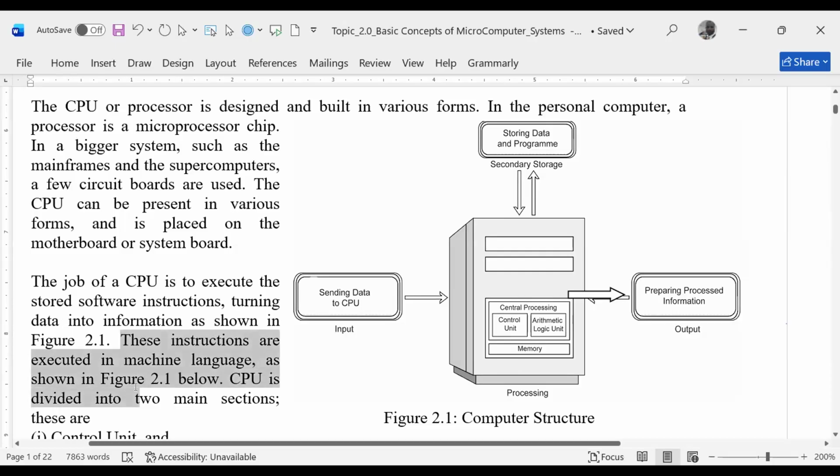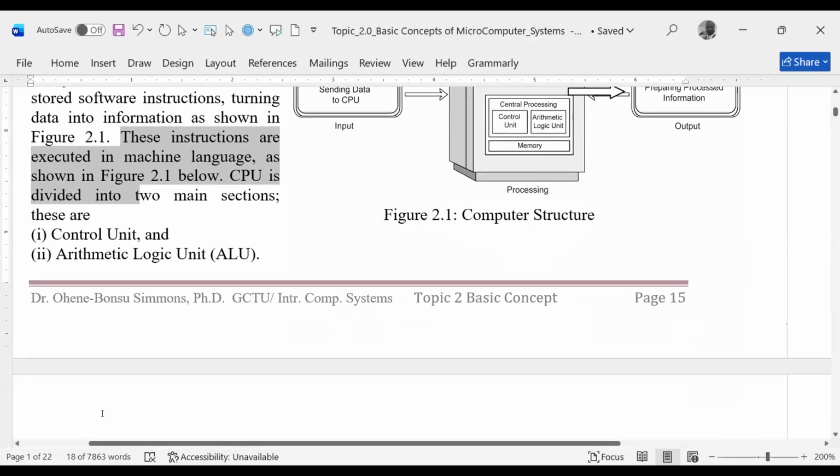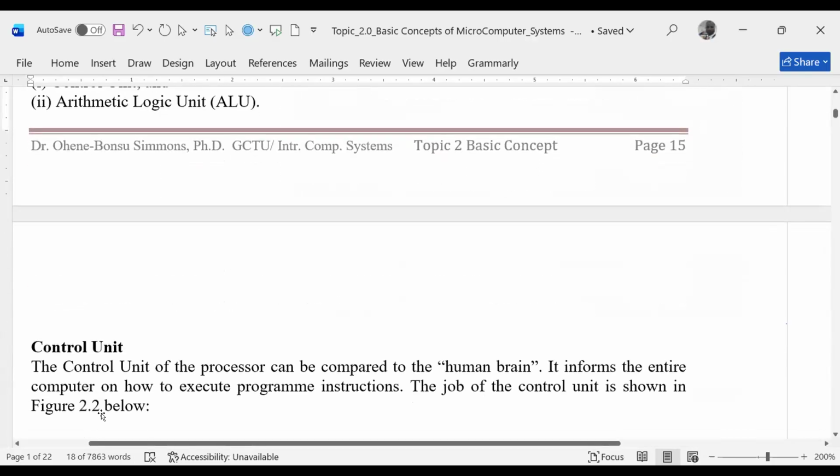These instructions are executed in machine language. Machine language is zeros and ones, and instructions on the computer system are always converted into this before they appear in a meaningful form for you. The CPU, as I said, has two main components. One is called the control unit, normally called CU, and another one is the arithmetic logic unit, ALU.